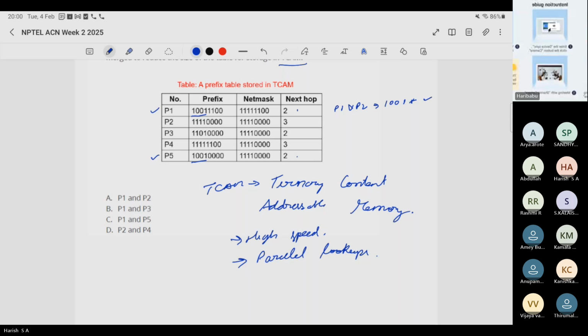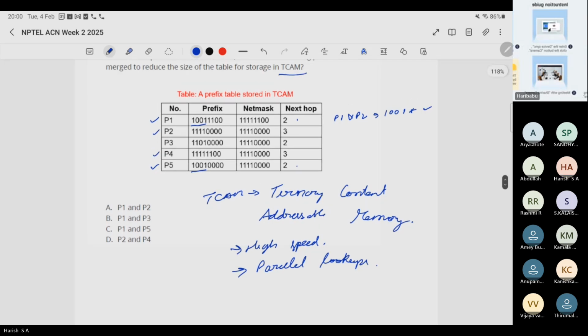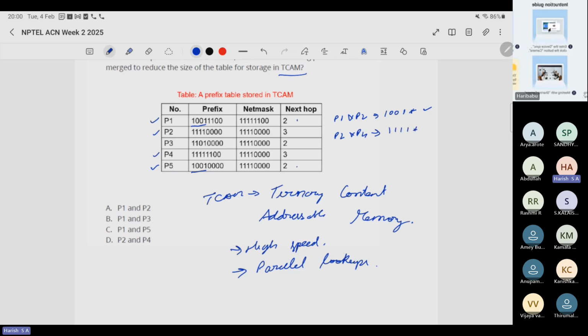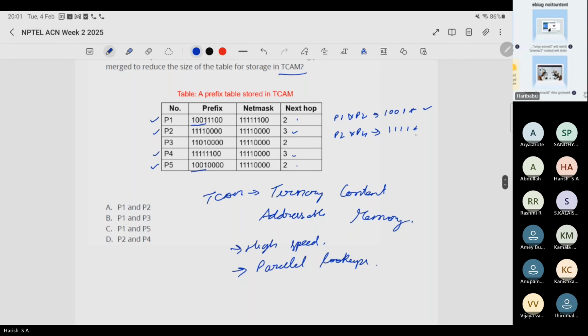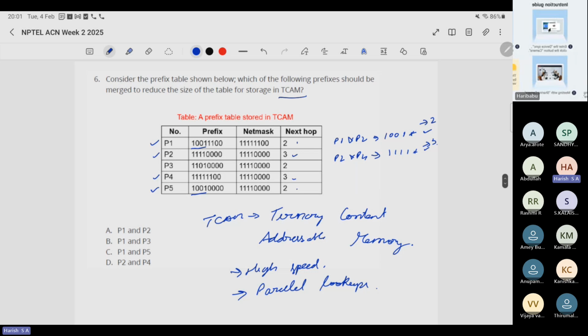Similarly, where else can you find similarities? You see P2 and P4. For P2 and P4, it's 1111 and then star. I don't care what happens after that because the next hop is also 3. So both of these lead to hop number 2 and both of these lead to hop number 3. So the whole table now becomes this. So 5 entries have become 3 entries.